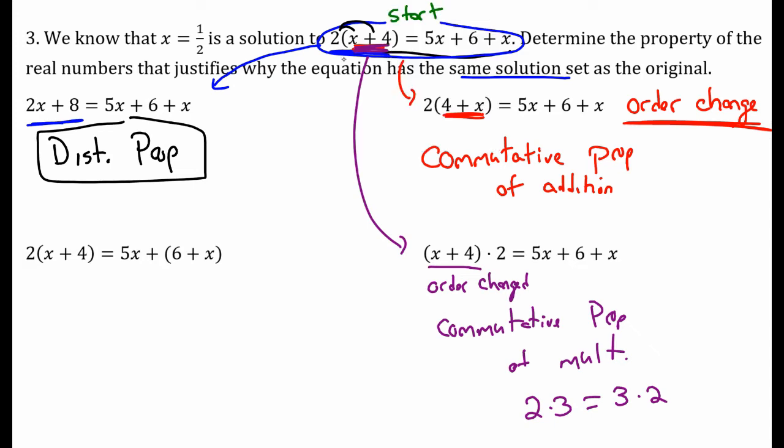And finally, let's go down over here. I didn't actually touch the left-hand side. The left-hand side looks pretty good. Oh, but what happened here is I grouped these guys together. I changed the grouping. I didn't change the order. 2 times x plus 4, 5x, 6x. The order is still the same, but I'm changing the order of operations. I'm grouping these together. And that's the associative property.